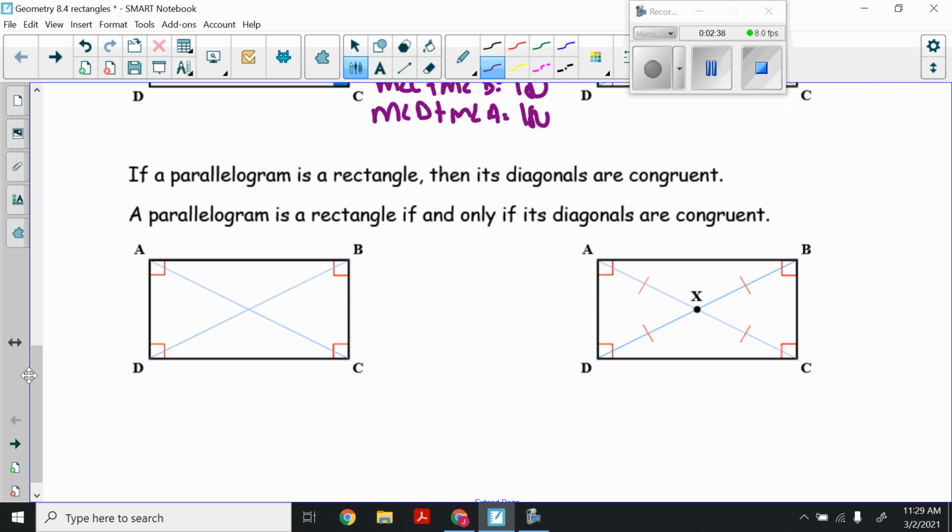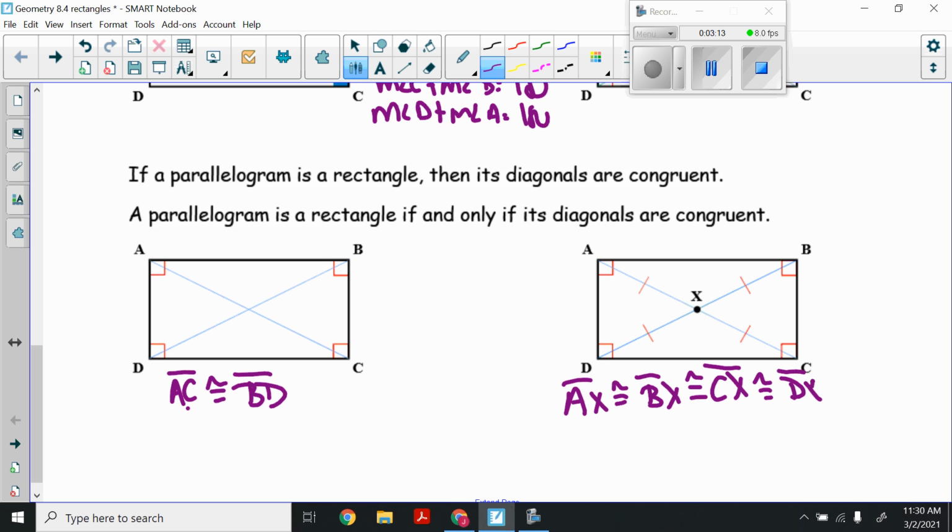If a parallelogram is a rectangle, then its diagonals are congruent. Okay, so a parallelogram is a rectangle if and only if its diagonals are congruent. So in this first picture, we would have to know that AC is congruent to BD. In the next picture, we also know that the diagonals have bisected one another, but if they're congruent, then AX has to be congruent to BX, which has to be congruent to CX, which has to be congruent to DX. So all four parts will have to be congruent to one another. Right, so now we're going to put all of that into play.